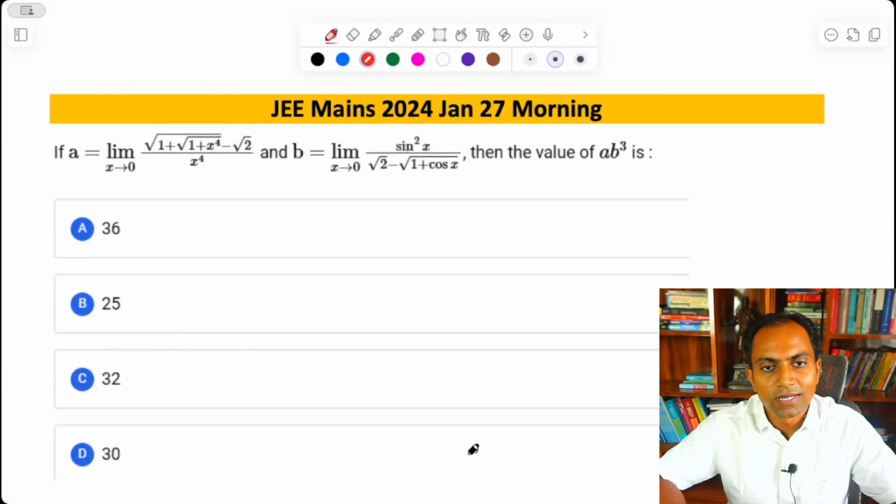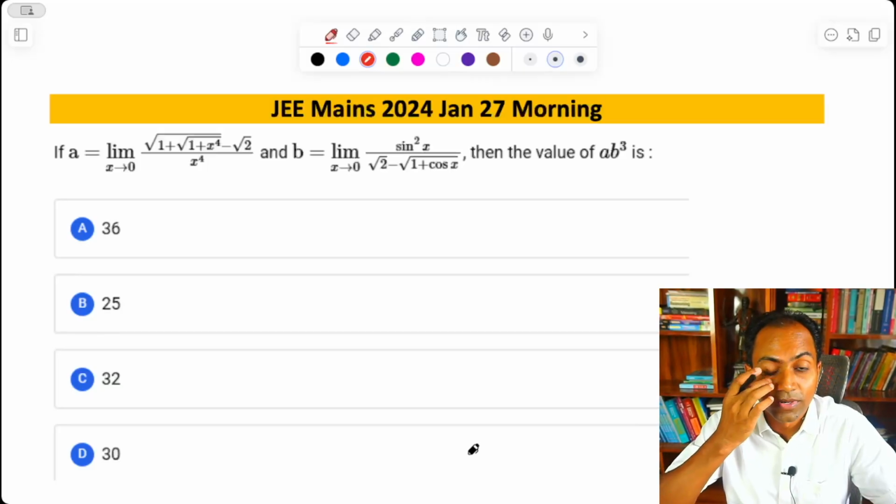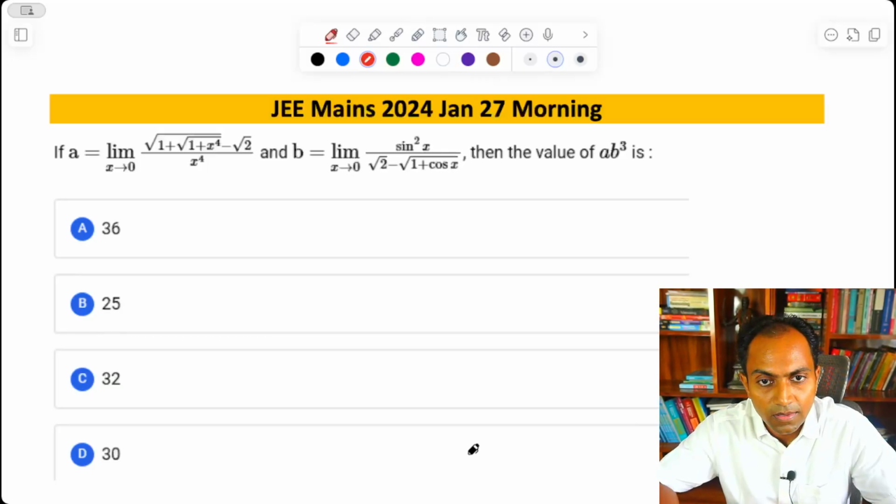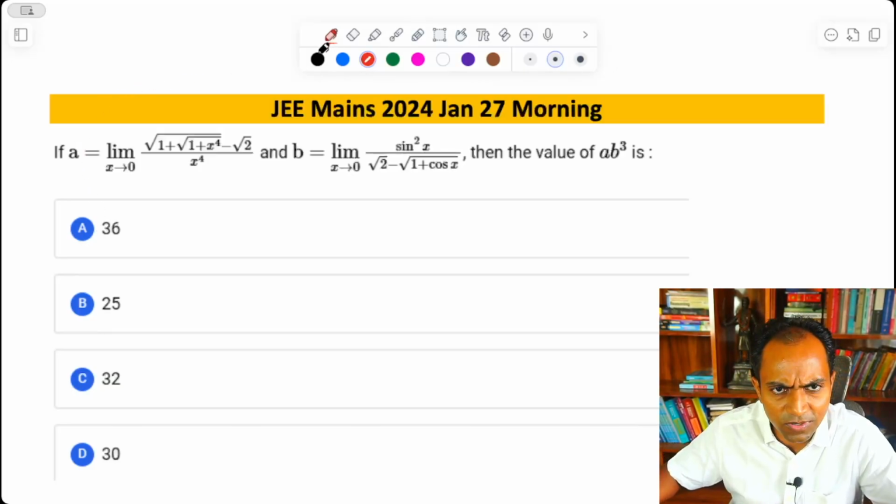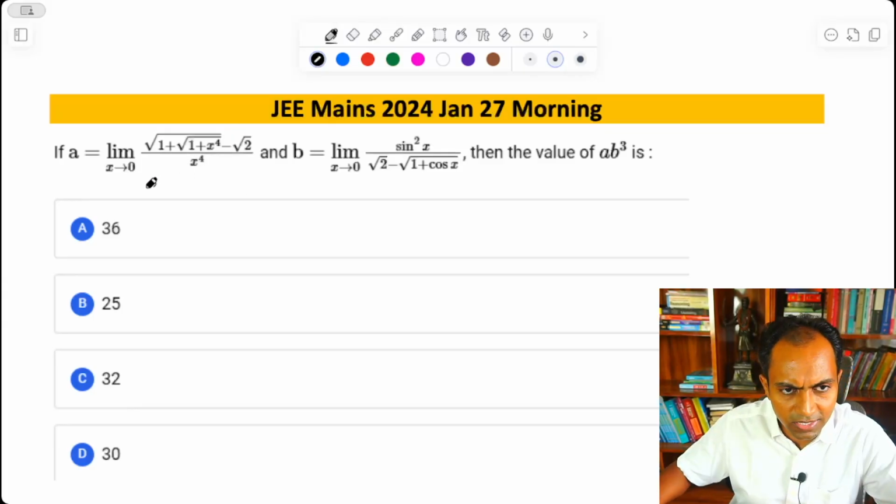Now moving forward, there is a 2024 JEE question that came on JEE 27th morning shift, and it talks about two limits in one question. So you can see that this is what has been recently happening, that they ask multiple questions in one question. So let us take this limit one at a time.